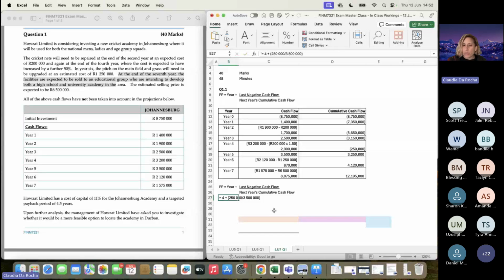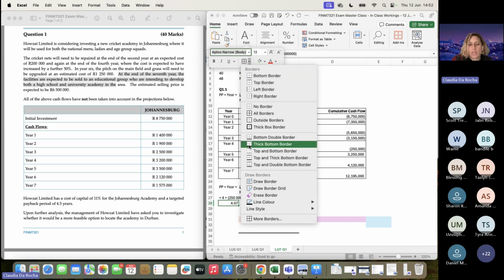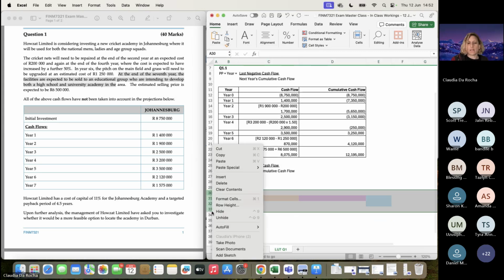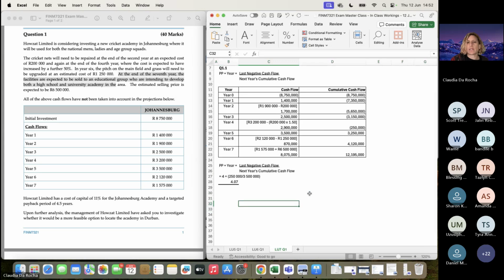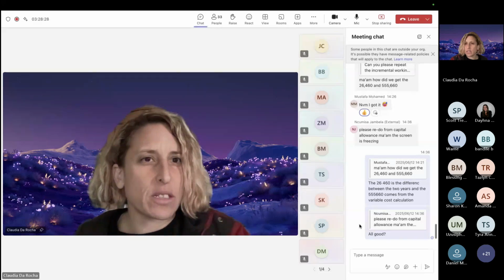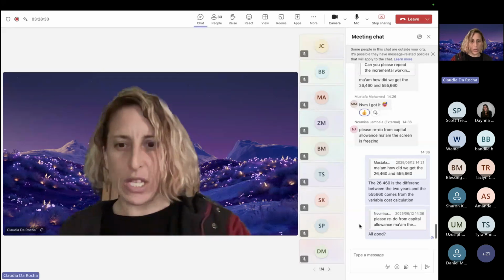And so when we solve for it, we get 4.07. So the payback period is 4.07. All right. Any questions on that? Okay, looks like there are no questions.